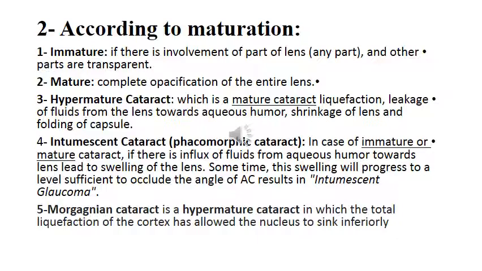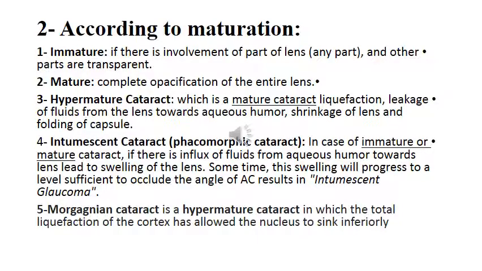The opposite happens in intumescent cataract. Intumescent cataract comes with another name, which is phacomorphic cataract. This is either mature or immature cataract, but the thing here is that the fluid from the aqueous humor will influx inside the lens, causing lens swelling. The lens will enlarge, pushing the periphery of the iris toward the cornea, occluding the angle of the anterior chamber and resulting in a type of glaucoma, which is an emergency, and we call it intumescent glaucoma.